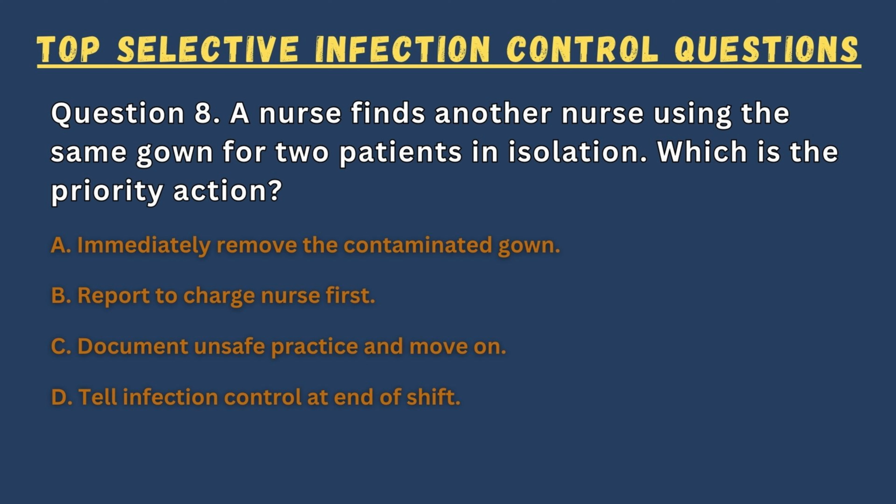Question 8. A nurse finds another nurse using the same gown for 2 patients in isolation. Which is the priority action? A. Immediately remove the contaminated gown. B. Report to charge nurse first. C. Document unsafe practice and move on. D. Tell infection control at end of shift.